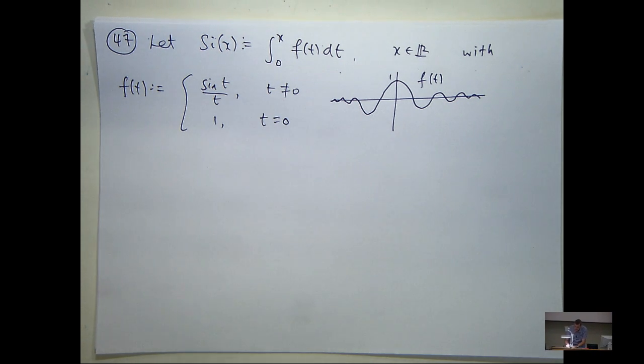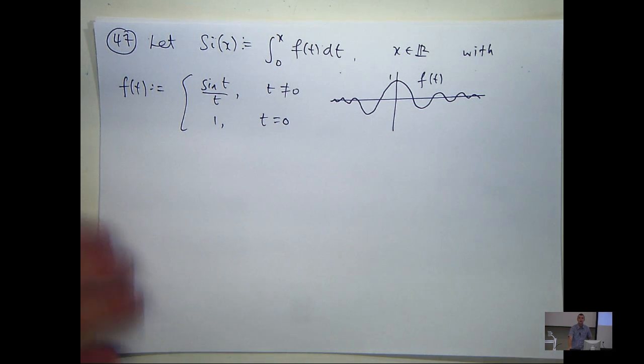What they want you to do here is calculate the series for psi of x. Now, before you do that, they're asking you to show that pi is a turning point or a stationary point of the function psi.